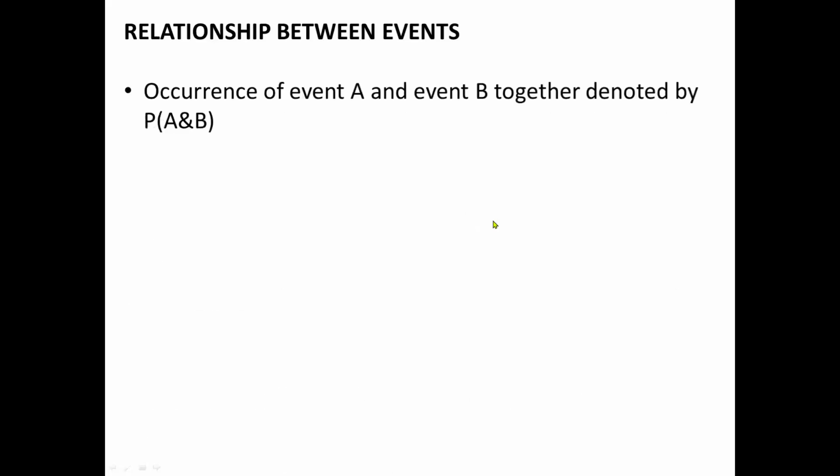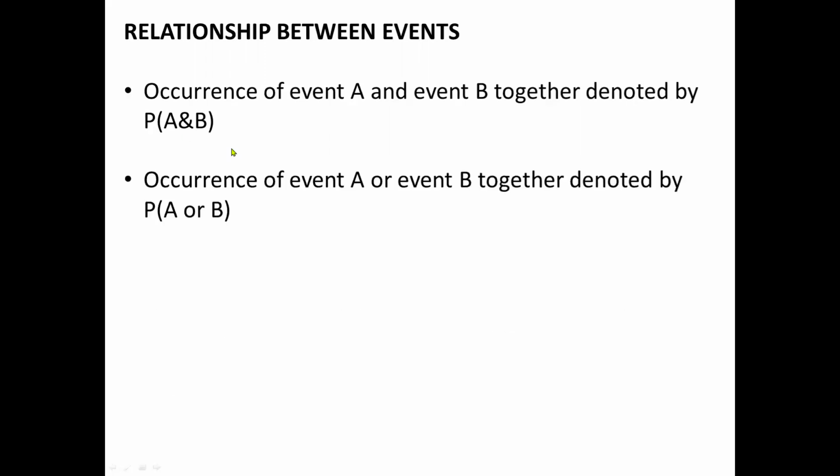Now, we have the relationship between events. Occurrence of event A and event B together is denoted by P, probability of A and B. And occurrence of event A or event B is denoted by P of A or B. Tingnan niyo yung kaiba, no? Kanina "and", ito ngayon "or". So, P of A or B yung symbol na ginagamit natin.